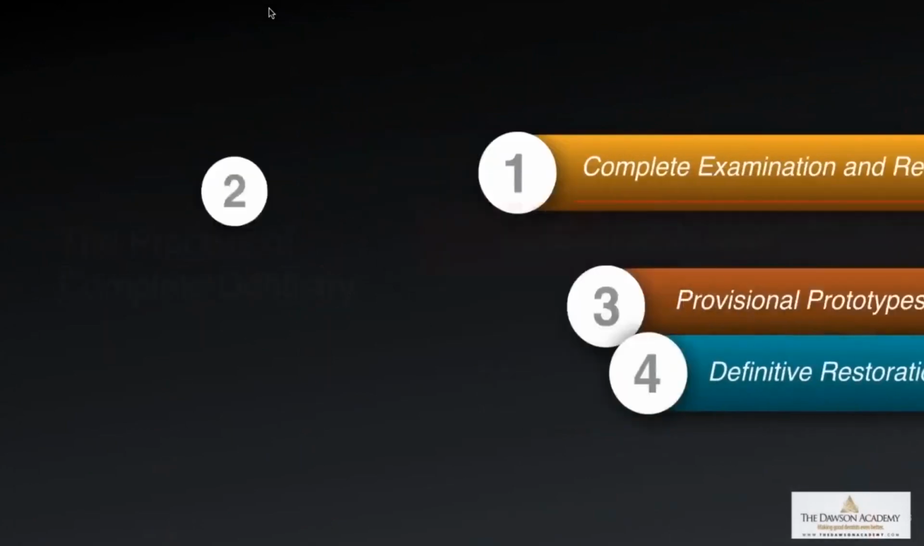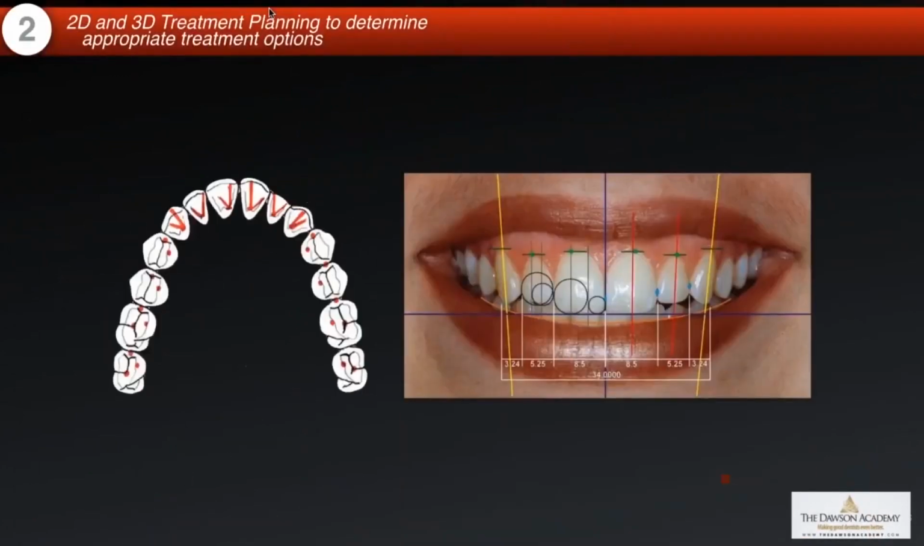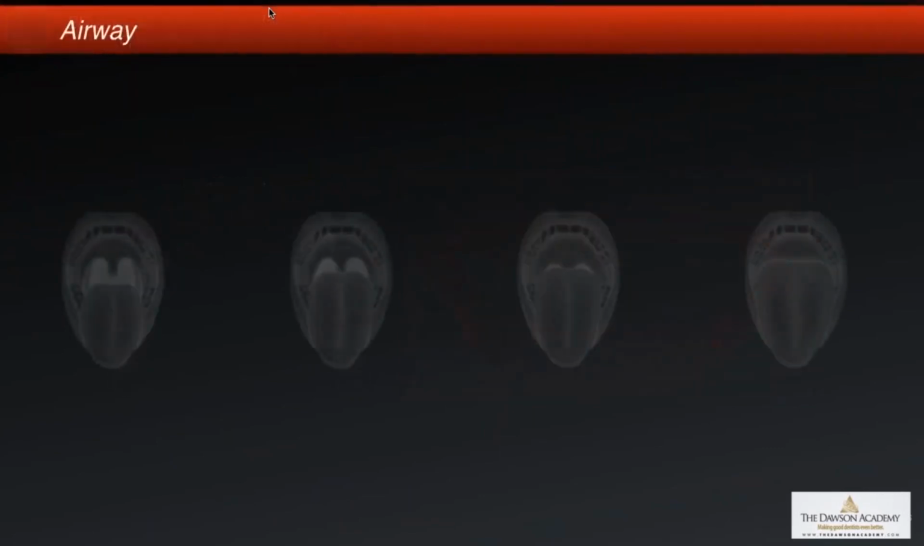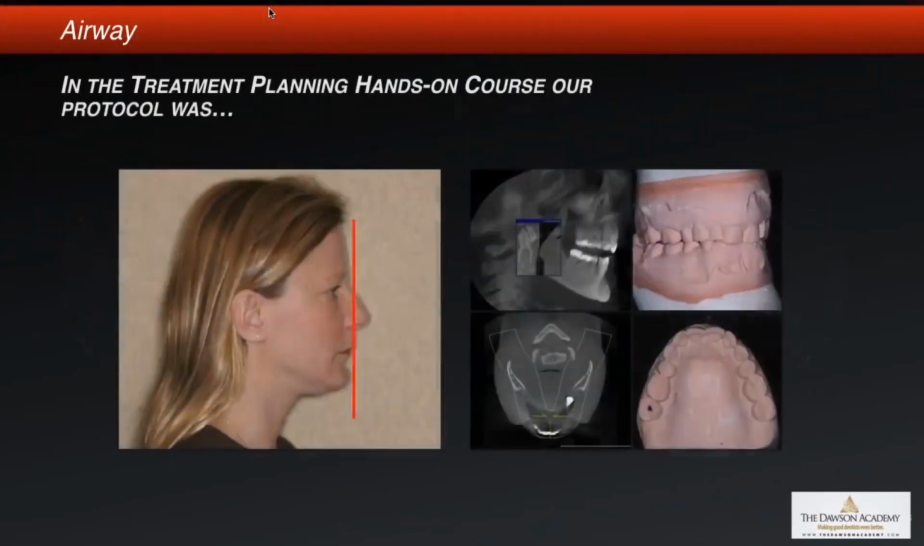Back to the process again. Once we get the okay, we're going to try to figure out solutions. This is where it used to be. We had to look at aesthetic and functional issues and go through a series of pathways to help to figure out the right answers. But now we also have to look at airway issues. And in our treatment planning protocols, and we do this in the hands-on course, we've got to start thinking about airway.